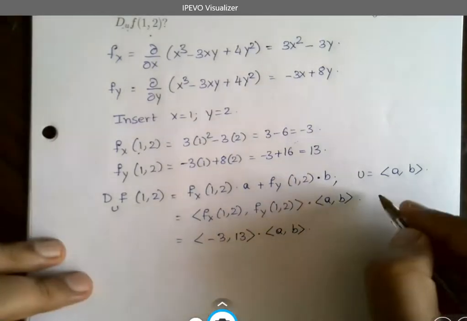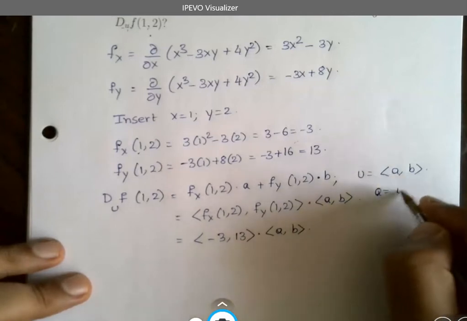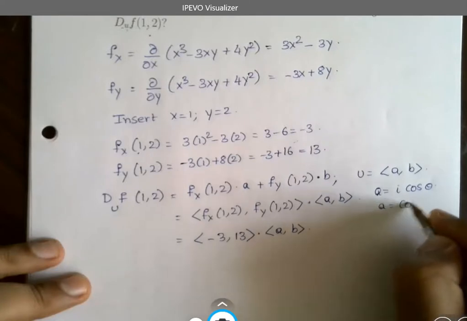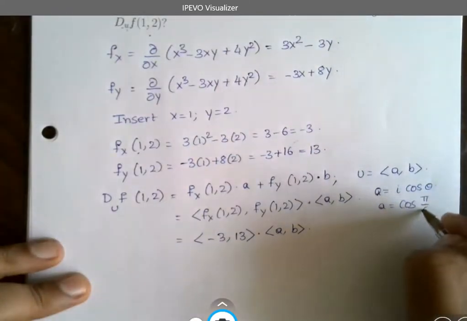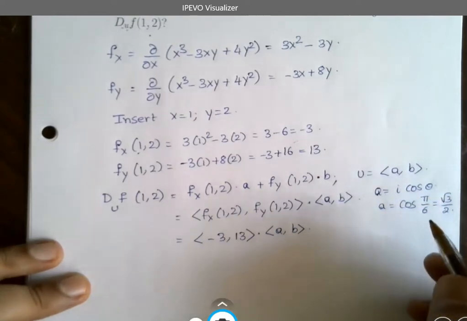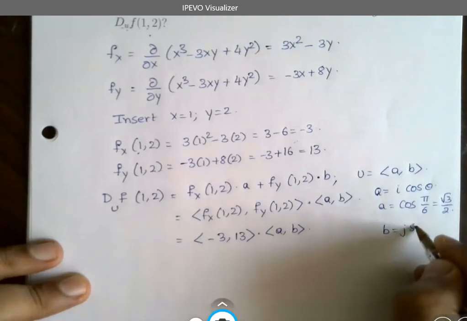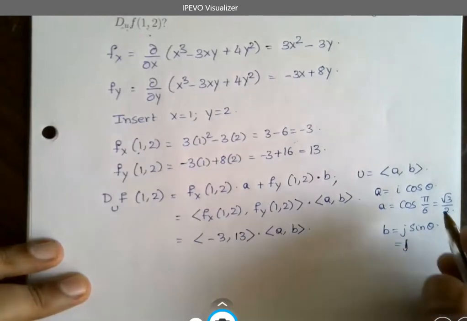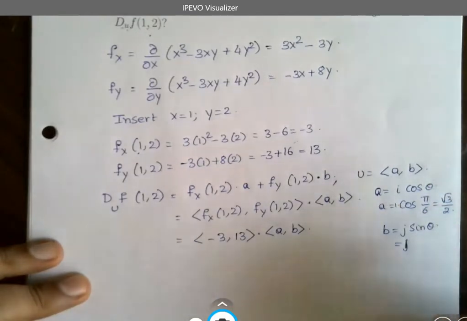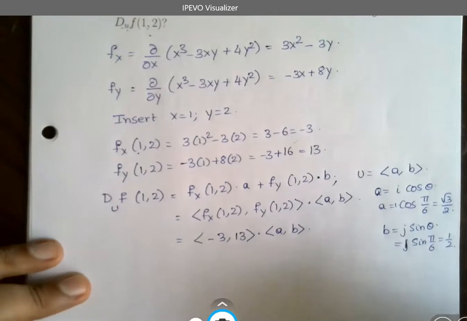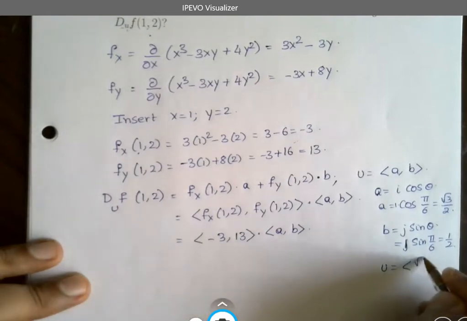So a is along the x-axis, so a is i cosine theta. Theta is pi over 6, and that's square root of 3 over 2. And b is j sine theta, where j is the unit vector along the direction of the y-axis. Sine pi over 6 is 1/2. So your vector u is (square root of 3 over 2, 1/2). You with me on that?